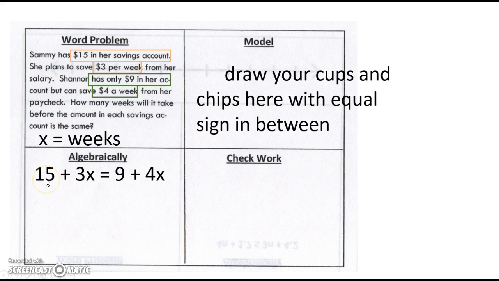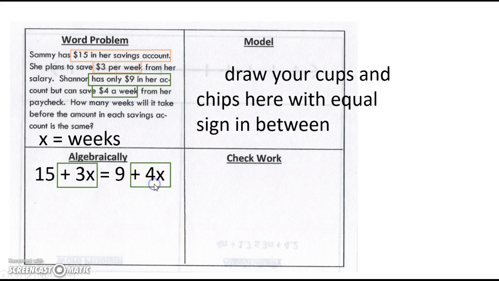So there's the $15, that's her starting point. And we're going to save, so mathematically save means you're adding more. $3 per week, right here. So this is Sammy. 15 plus 3X is Sammy. Then we go to Shannon. Shannon has $9 in her account. That's her starting point. Saving $4 a week, plus 4X. So now all you need to do is solve.